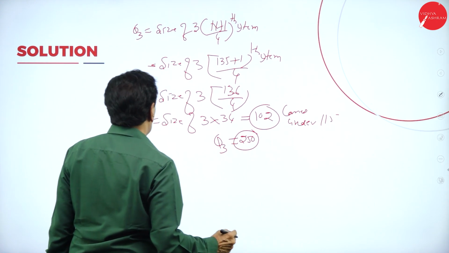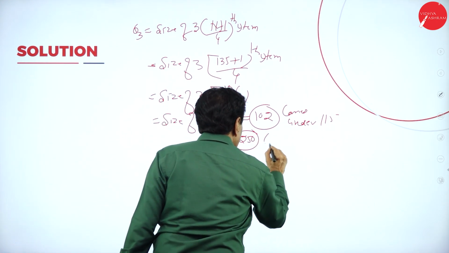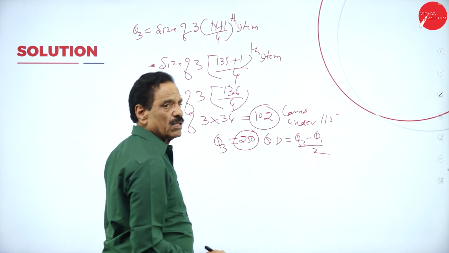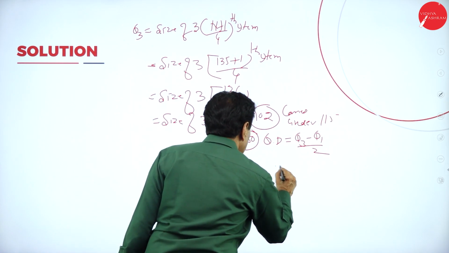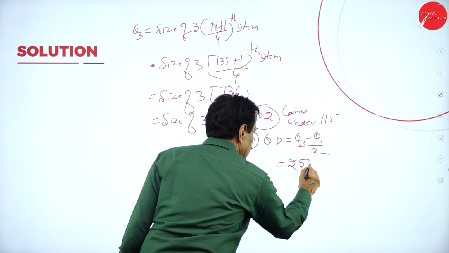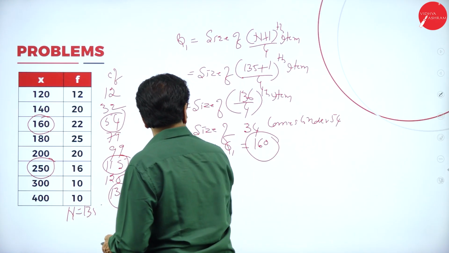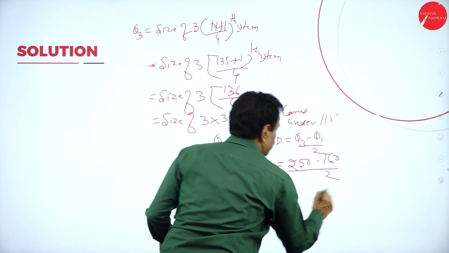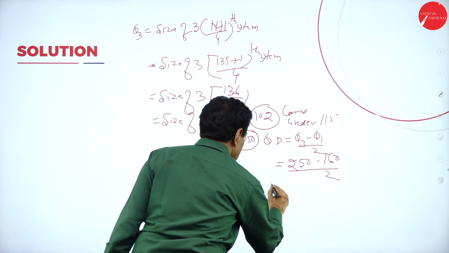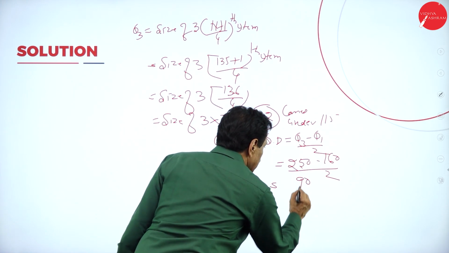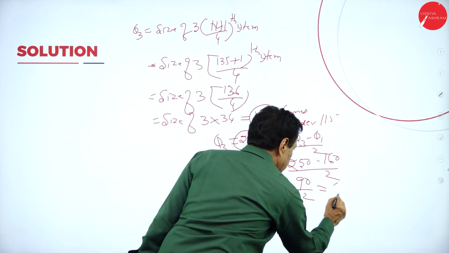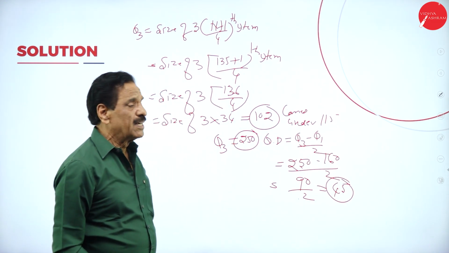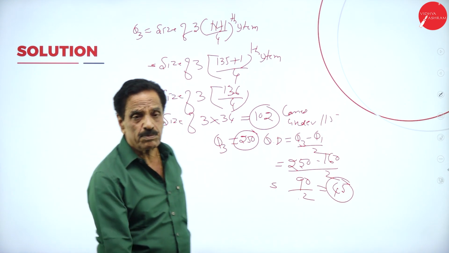Apply. Quartile deviation is Q3 minus Q1 divided by 2. What is your Q3? 250. Minus, what's your Q1 here? 160. Divided by 2. Deduct, it is 90 divided by 2. That is 45. 250 minus 160 is 90, divided by 2 is 45.